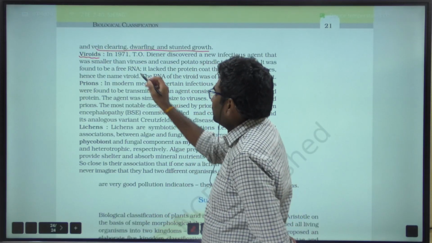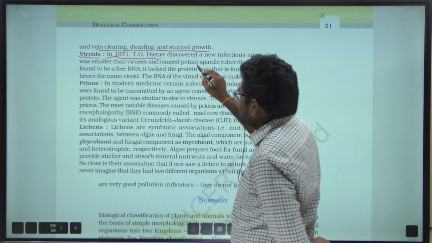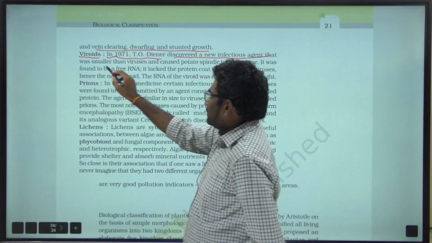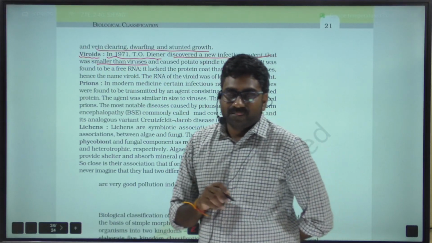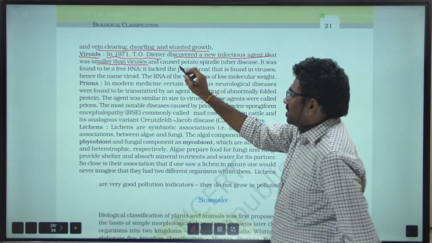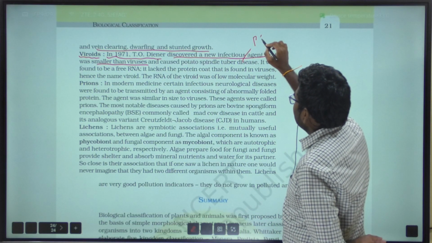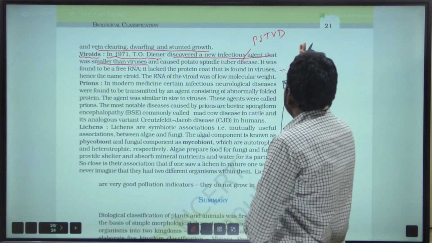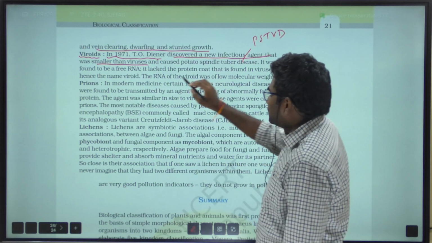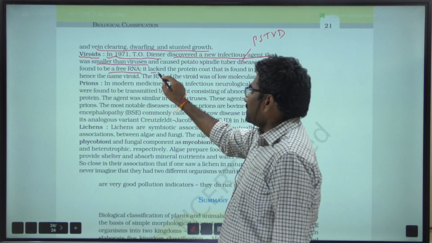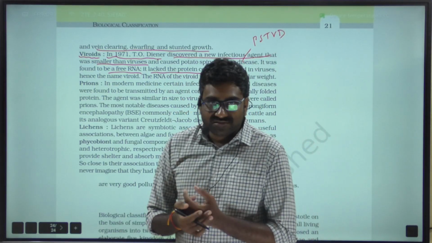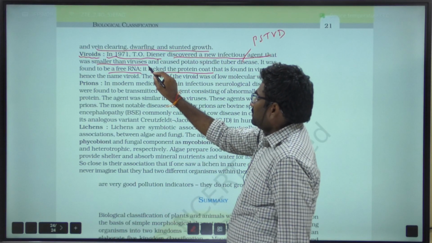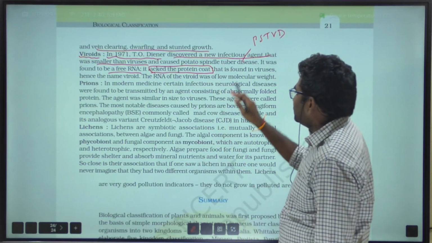Next, viroids. Very, very important. In 1971, T.O. Diener, it is also a 2 marks question, discovered a new infectious agent that was smaller than viruses and caused PSTV, potato spindle tuber viroid. It was found to be a free RNA and it lacked the protein coat, whereas in viruses, nucleic acid and protein coat are present.